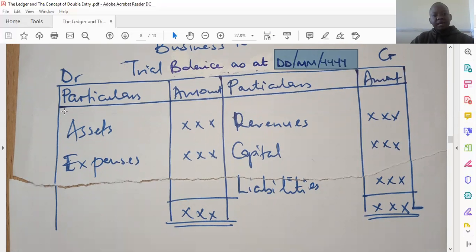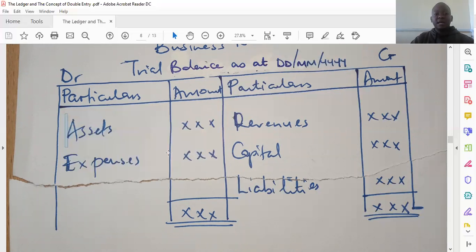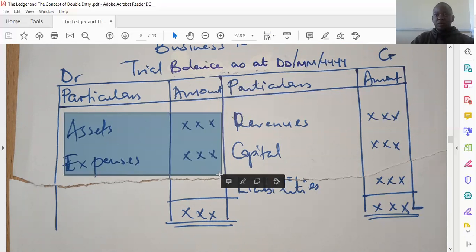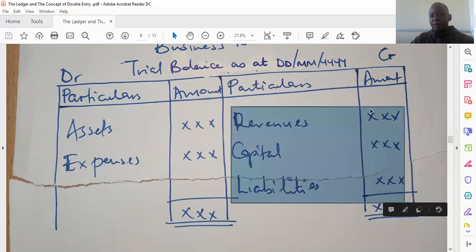So on the debit side, as a rule, assets and expenses will always have debit balances. So on the debit side of the trial balance, we'll only have assets and expenses and their balances in the amounts column. And on the credit side, we have the revenues, capital, and liabilities and their balances. So revenues, capital, and liabilities will only be seen on the credit side of the trial balance.